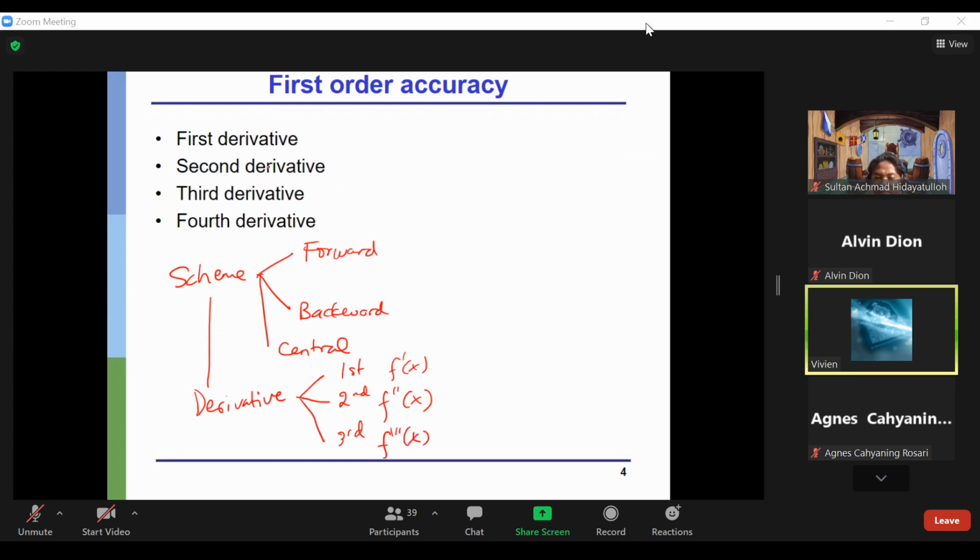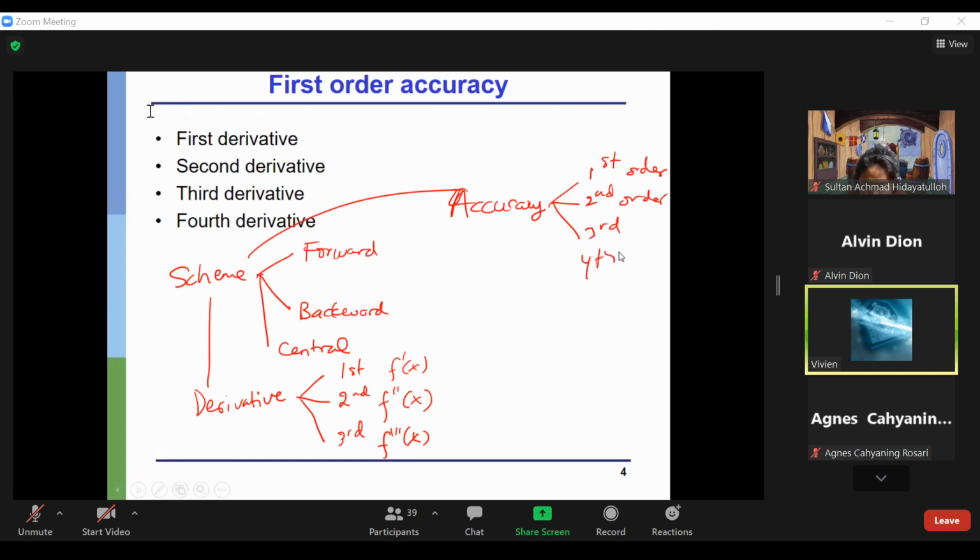And we can also have the order of the accuracy. Regardless of the chosen scheme and derivative that we want to find, the level of accuracy here also needs to be determined, whether we want to use a first order accurate scheme, the second order, or higher order, for example, a third or fourth order scheme.